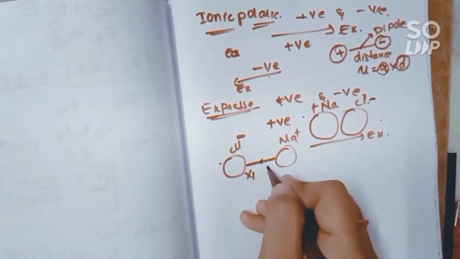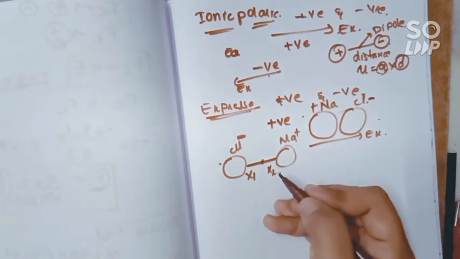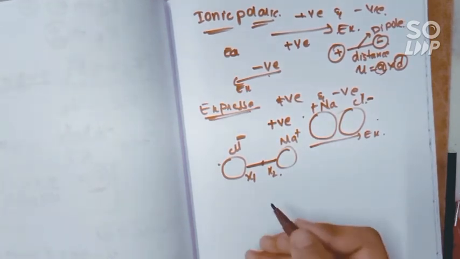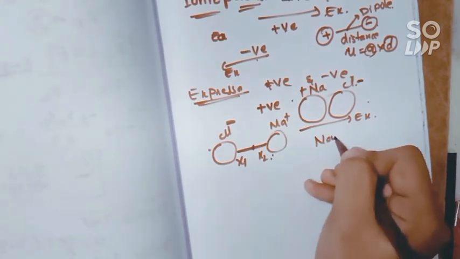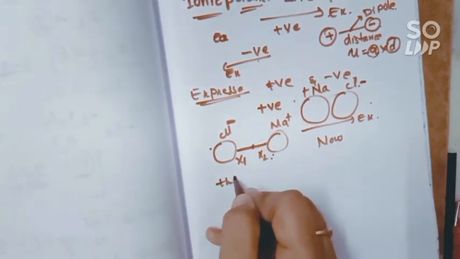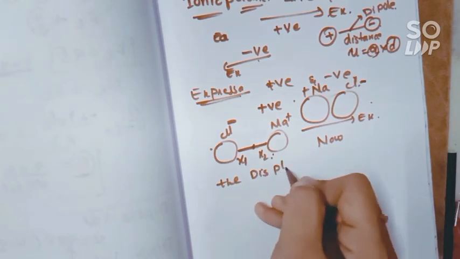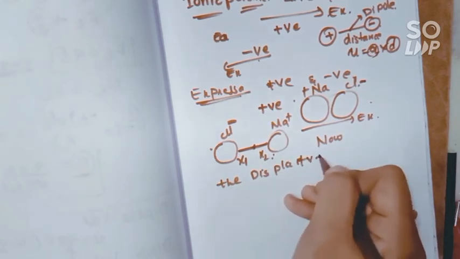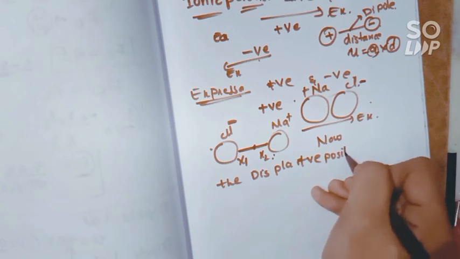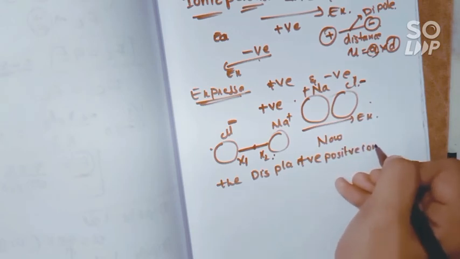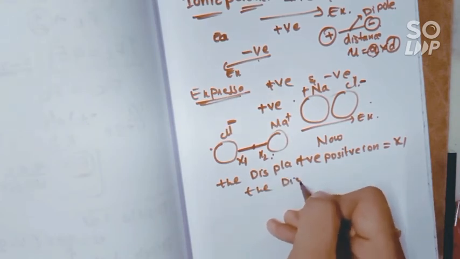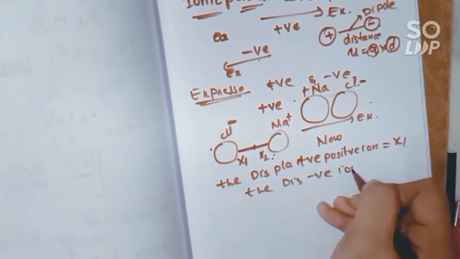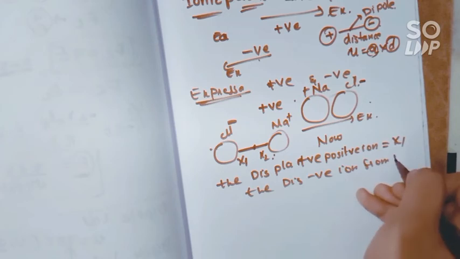This is x1 and this is x2. From the center they are displaced. Now I am taking the displacement. The displacement of the positive ion from the center can be taken as x1. The displacement of the negative ion from the center can be taken as x2.